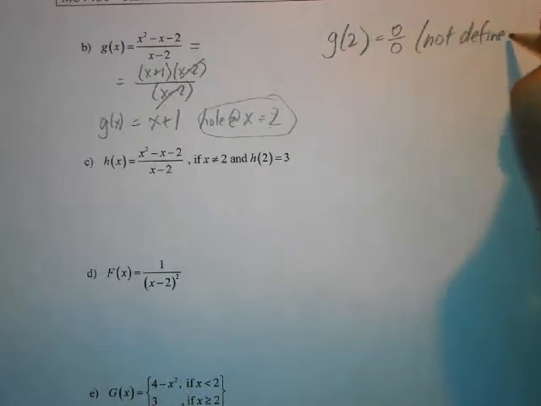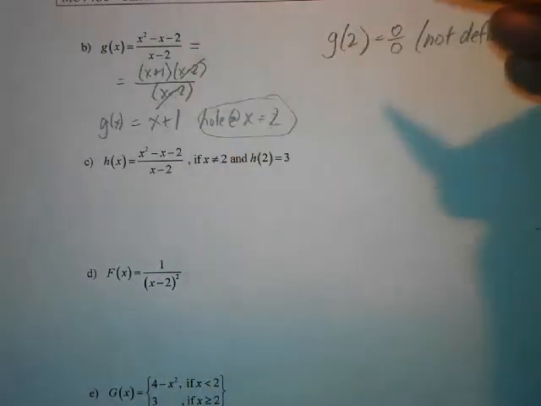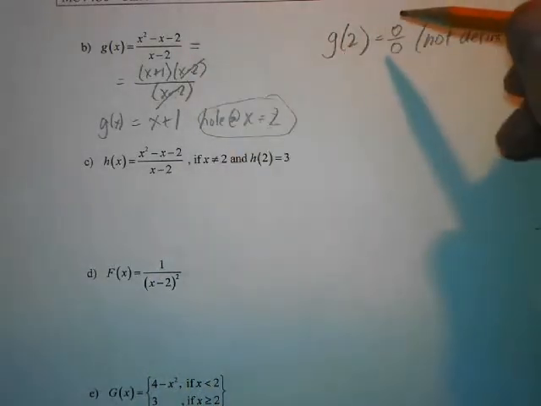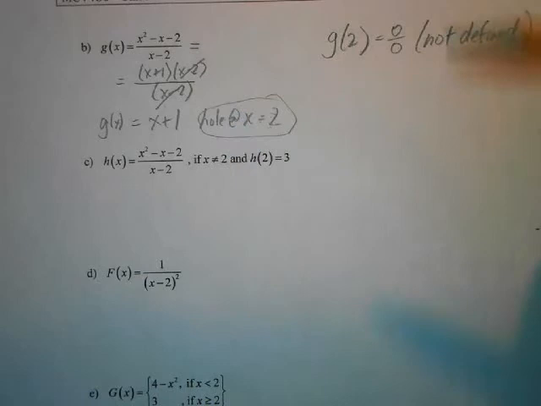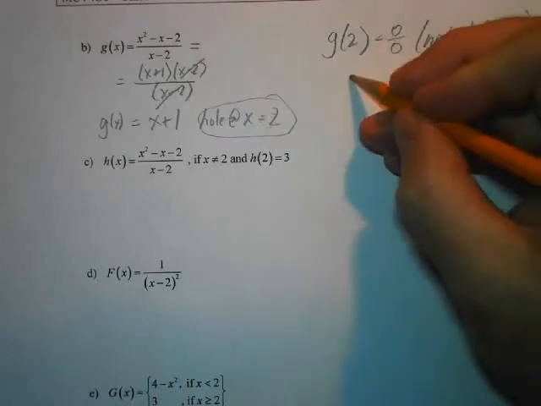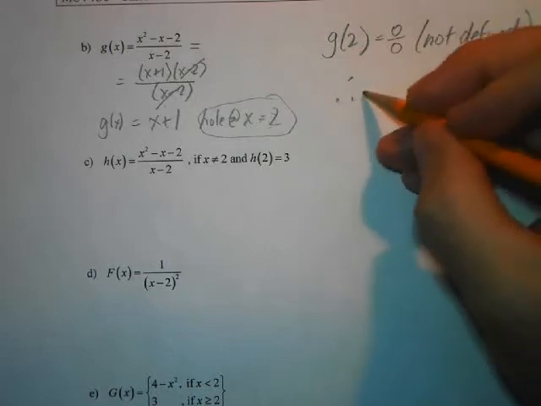So the value of g of 2 is not defined. We don't even have to check if the limit exists as x approaches 2 from both sides. It doesn't matter if we're just looking to see if it's continuous. This tells us right away that it's not continuous because there's a hole there.